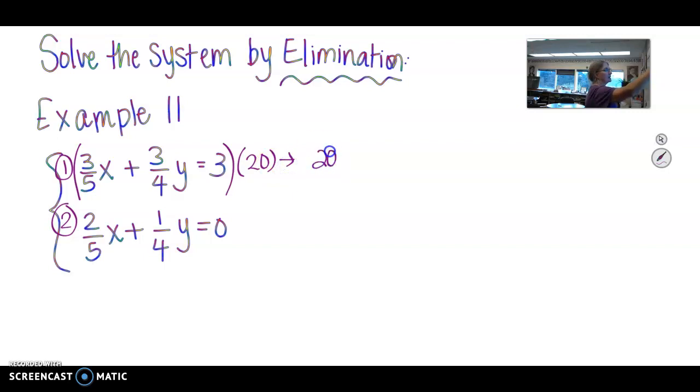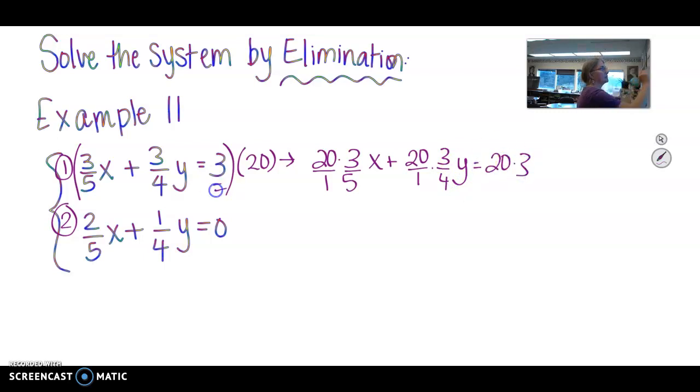So if I do that, 20 times, I'm going to make 20 over 1 because I'm multiplying it by 3 over 5, so that it lines up. And then I'm going to multiply 3/4 times 20 over 1 again. And then I have to also multiply the 3 over here by 20. I have to multiply every term by 20.